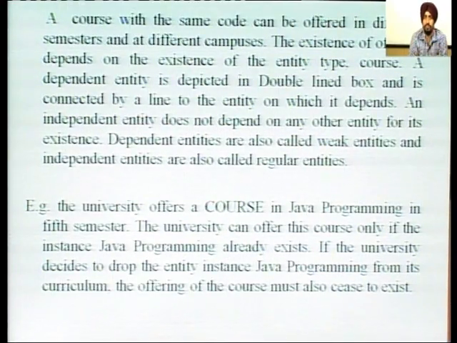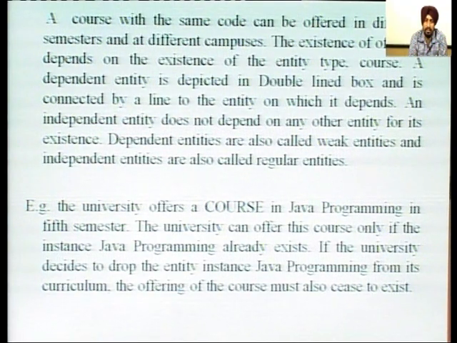A course with the same code can be offered in a different semester at a different campus. The existence of offering depends on the existence of entity type course. A dependent entity is in a double line box and is connected by a line to the entity on which it depends. An independent entity does not depend on any other entity for its existence.